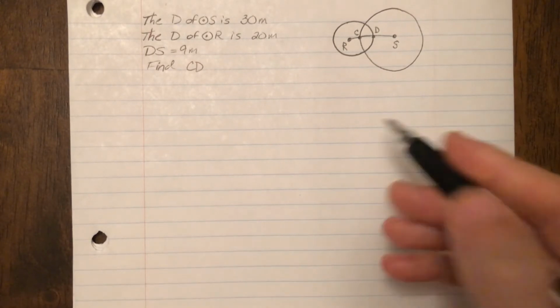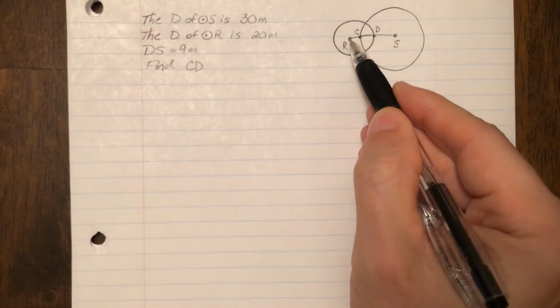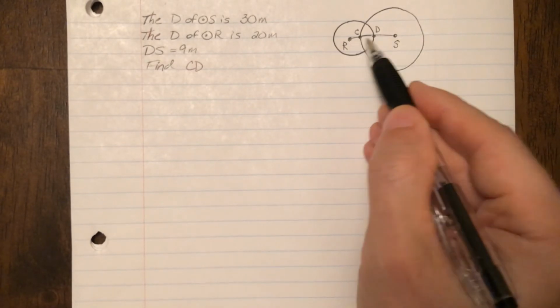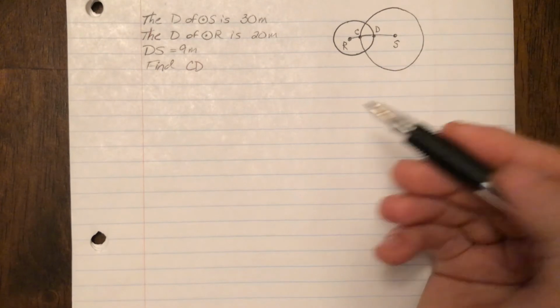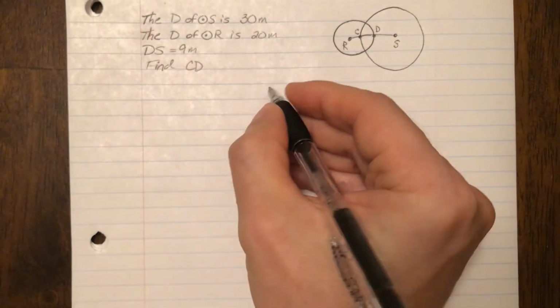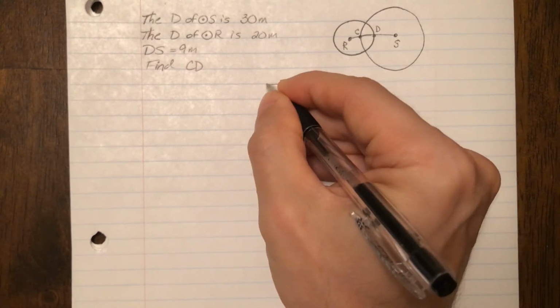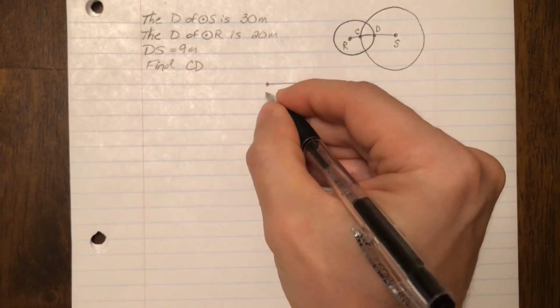So first thing we're going to do is see this right here, see the segment RS? We're going to draw that without the circles. So let's see. Draw a line on your paper here, or segment, pardon me.